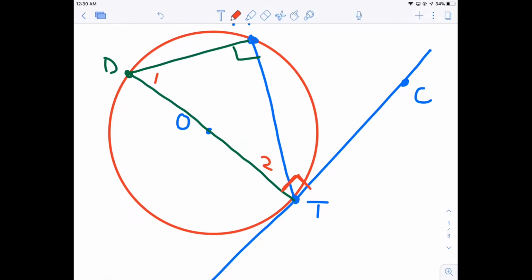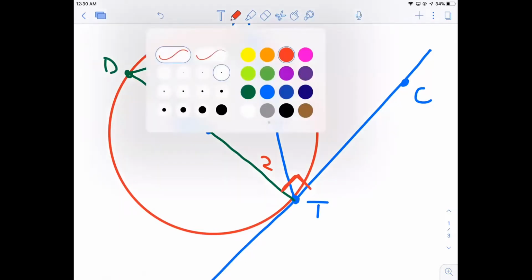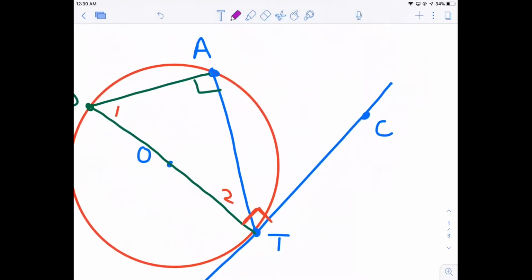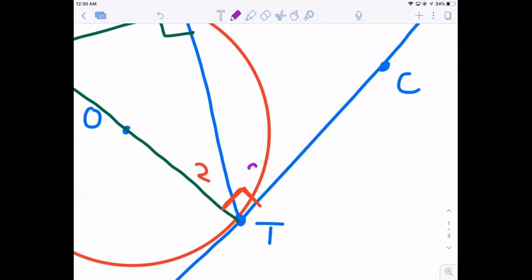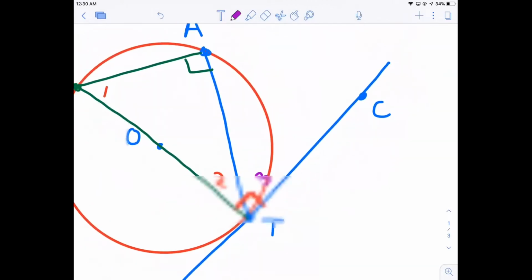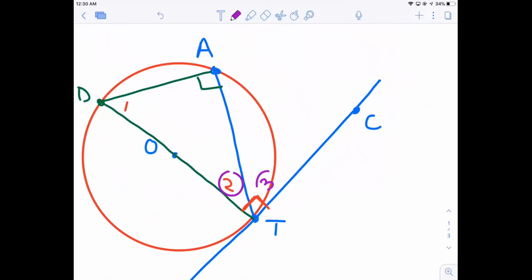Step 6, angles 2 and 3 are complementary. So which angle do I mean by angle 3? Well, that's going to be this angle, ATC, right? Angle ATC is going to be angle 3. So angles 2 and 3 are complementary because they form a right angle.